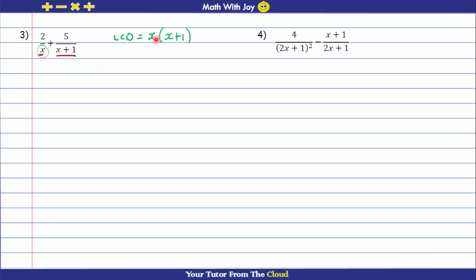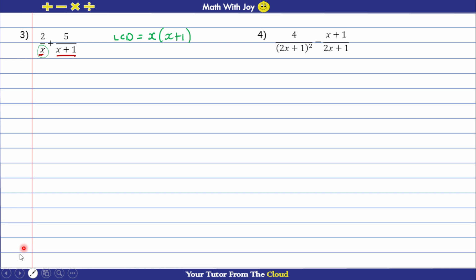Then you have to find your LCD. When finding your LCD, you have to look at what is available here. What's available here is an x, so you write down the x. And what's available here is an x plus 1. I know we are writing an x again, but the difference here is that we have x as a separate term. So you have to write down the bracket x plus 1.